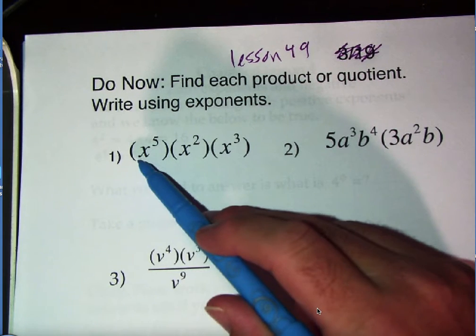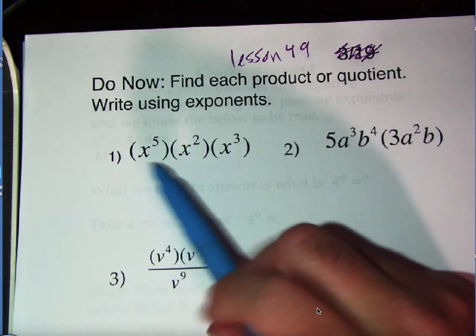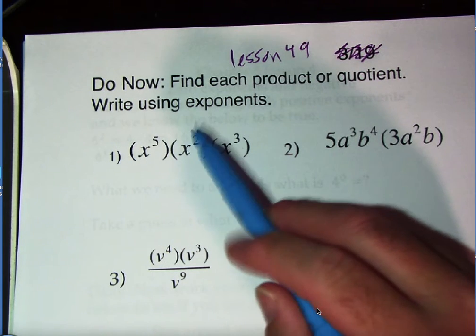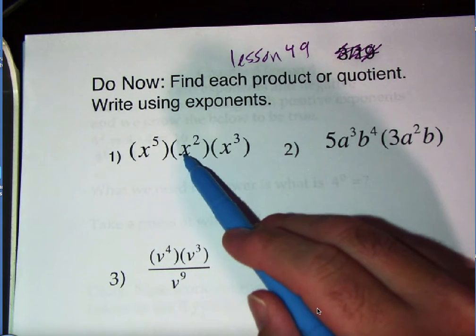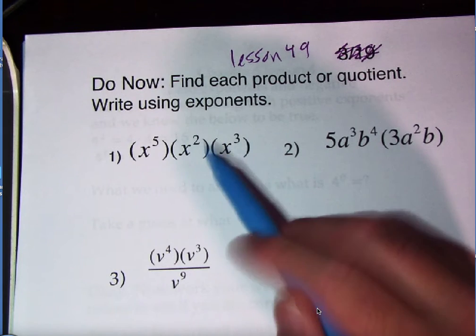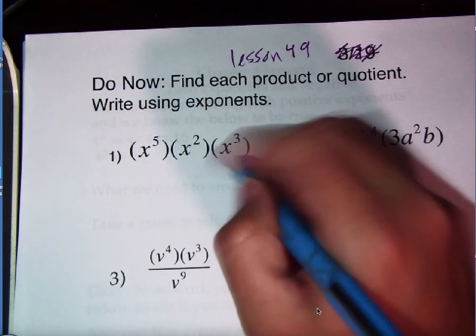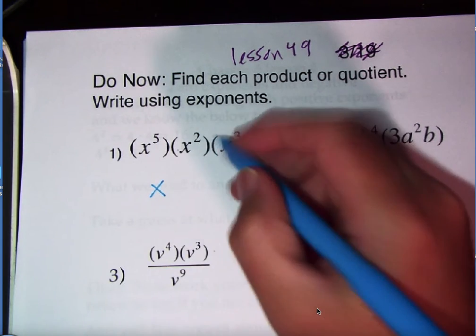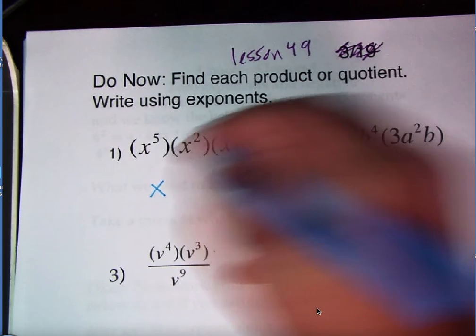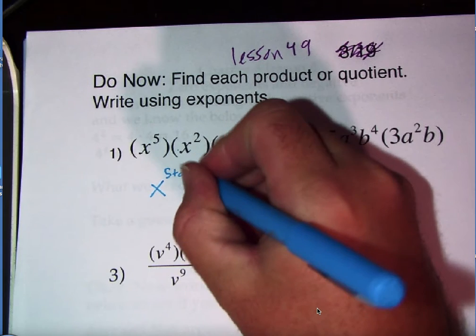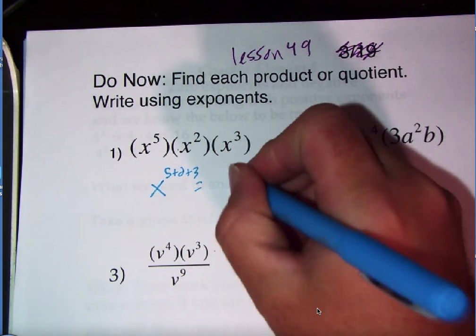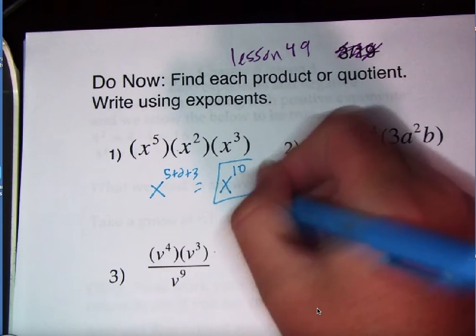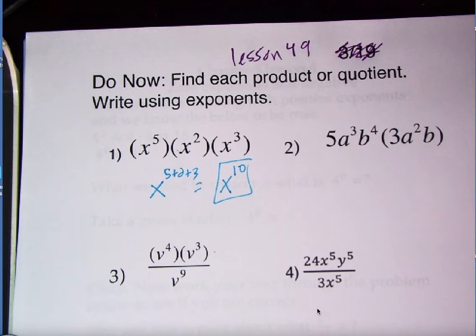So what's another way of writing x to the fifth times x to the second times x to the third? If you're multiplying by the same base, we multiply any coefficients. 1 times 1 times 1 is 1. And add the exponents, 5 plus 2 plus 3, which is x to the 10th. There we go. There is our simplified standard form.